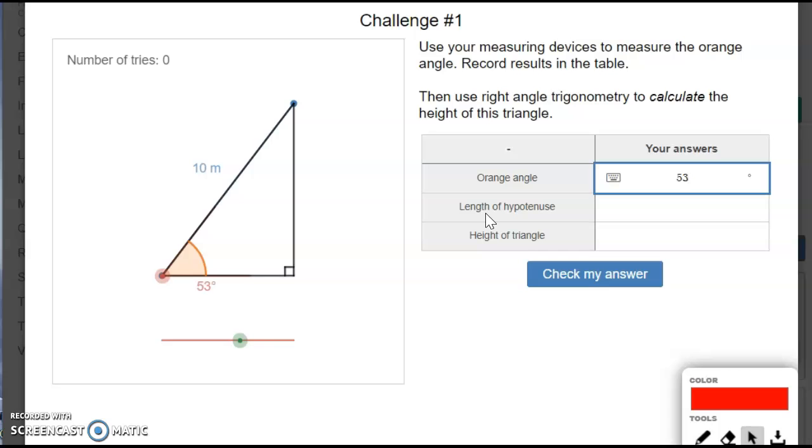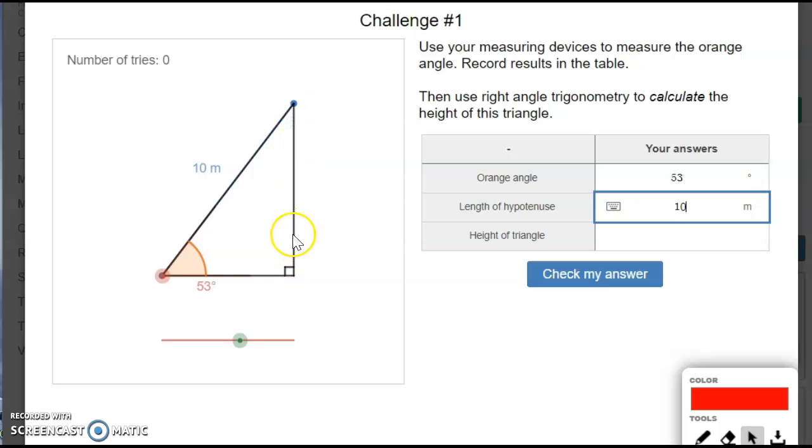Length of the hypotenuse. Which side is the hypotenuse? It's the side opposite from the right angle. So the hypotenuse is the 10 meters that we're told. Okay, now we're trying to find the height of the triangle. The height of the triangle is this distance here.